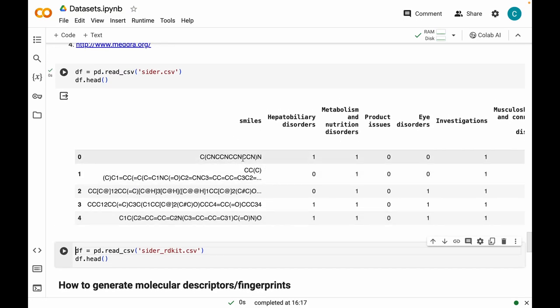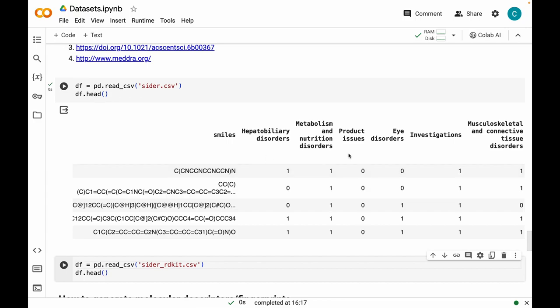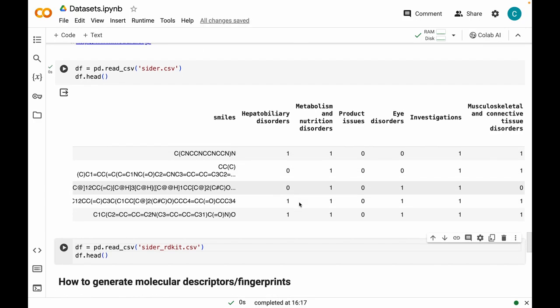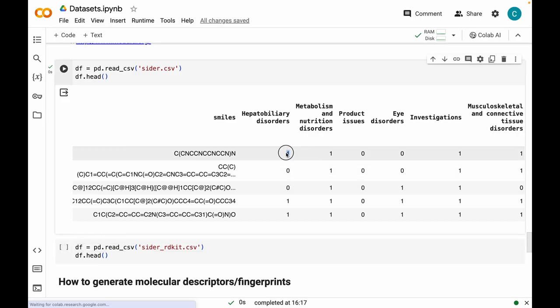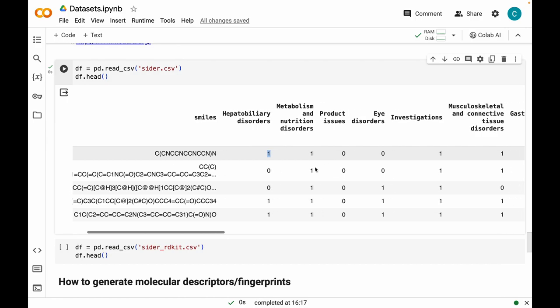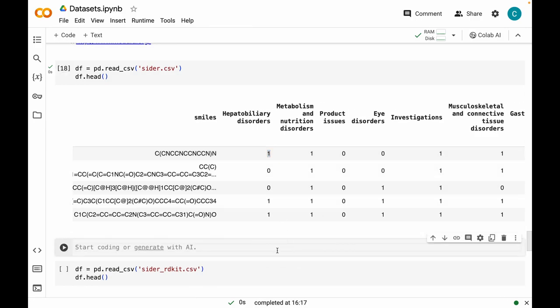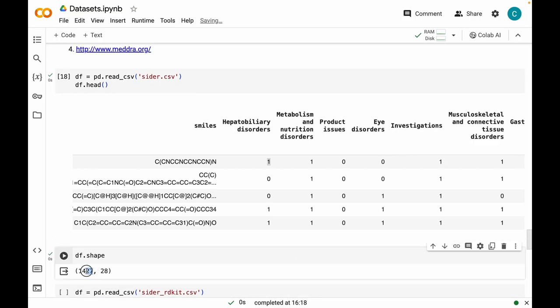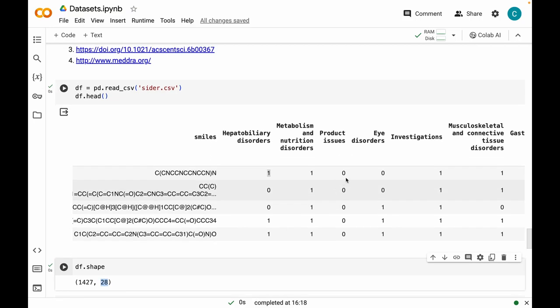So let's go ahead and run this. So we have SMILES strings and the side effects which these molecules can have. For example, this is hepatobiliary disorder. If the value is 1, that means this molecule can cause this disorder, whereas 0 indicates no side effect. Similarly, if we look at the shape here, we have 1427 molecules, and if we leave out the SMILES, 27 columns or 27 adverse effects.